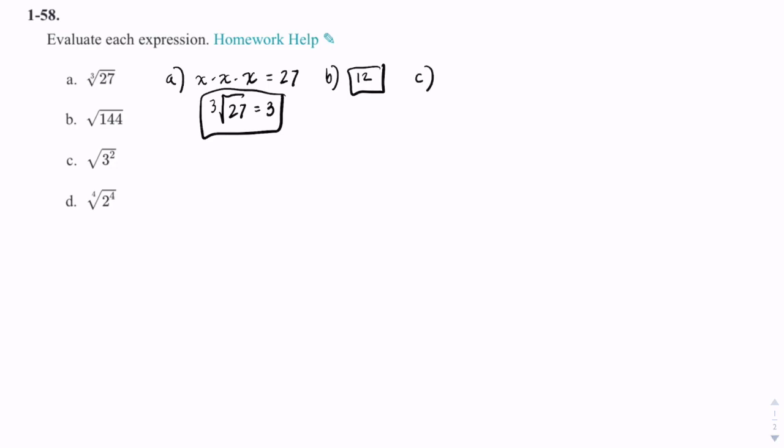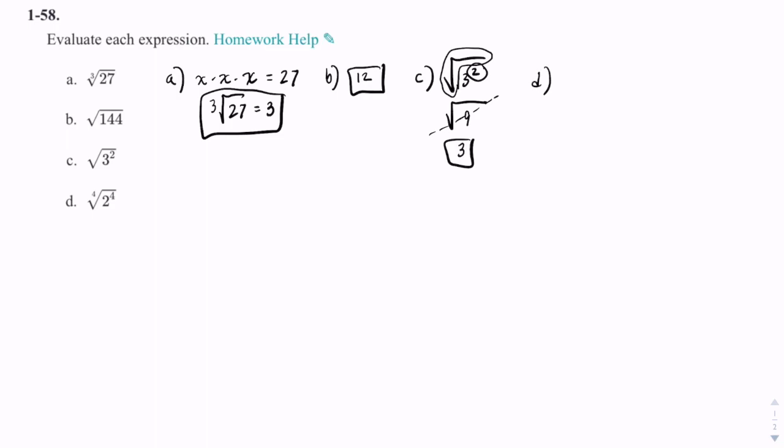For C, we have the square root of 3 squared. Well, you can do this 2 ways. You can say the square root cancels out the square and you're left with 3. That's the easy way, right? If you forget that, which hopefully by now you don't, you could take 3 squared and get 9 and then take the square root and get 3. But again, you shouldn't need to do that. You should just see that this radical, the square root, cancels out the squared and you're left with 3, right?